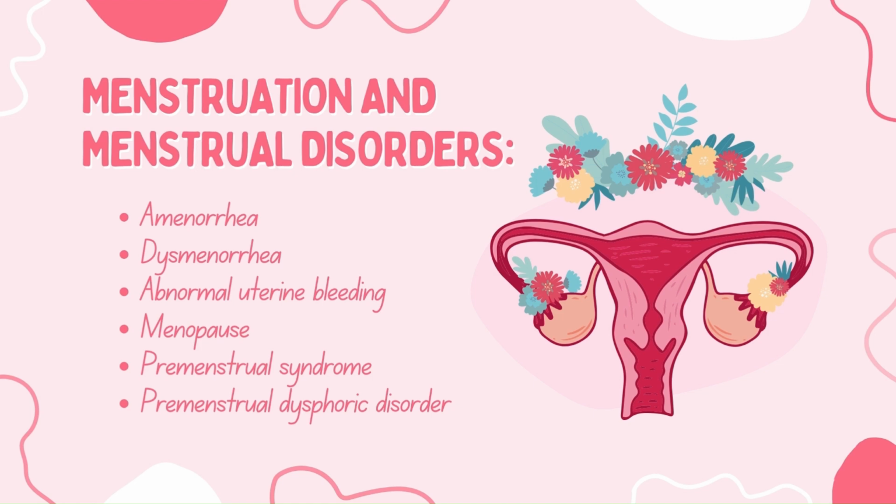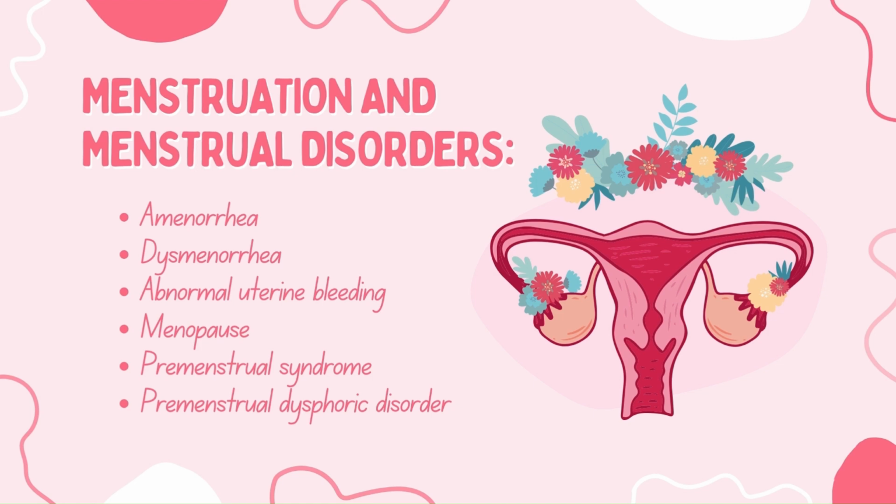For the workup of these patients, the two most important tests are a beta HCG to test for pregnancy and an FSH level. Two other common initial tests include a TSH and a prolactin.